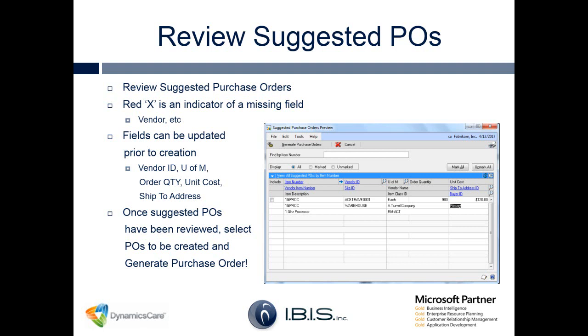Okay, so we've reviewed the suggested purchase orders. We've looked at them. We've corrected any red X's that let us know that something's missing. We've walked through and updated any fields that we want to. Maybe we've changed cost, maybe we've changed unit of measure. Once we've gone through all this stuff, now it's time to create those purchase orders.